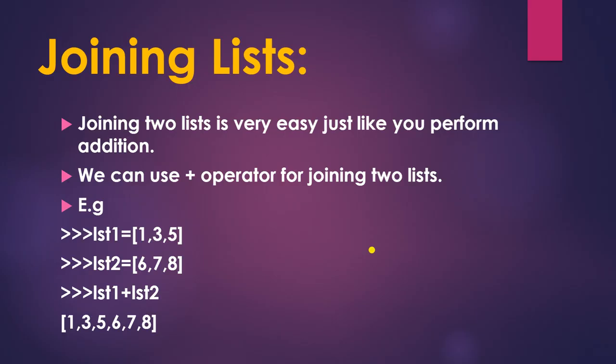For example, you have list 1, which is 1, 3, 5, and list 2, which is 6, 7, 8. Then list 1 plus list 2 will give you a combined list of 1, 3, 5 and 6, 7, 8. When you use this, or you can also say concatenate, it will give you the elements of both lists, and it will form a new list.